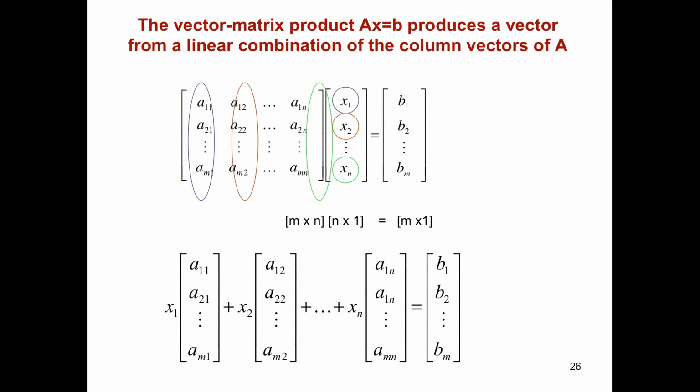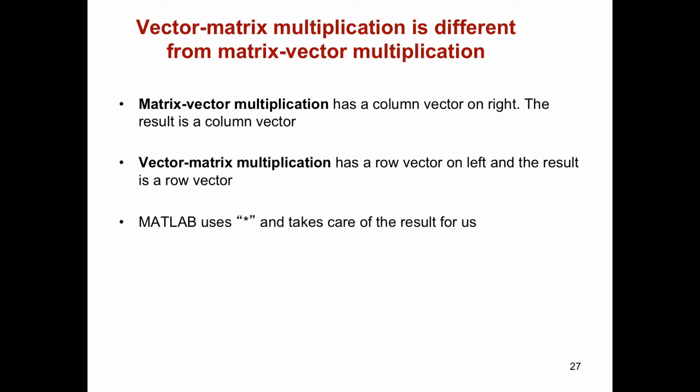So you can actually look at this product such that this B is a linear combination of columns of A. That's just another way to look at it, and sometimes, depending on the application, it makes more sense to do it that way. So my matrix vector multiplication has a column vector as a result. Vector matrix multiplication will be a row vector, because of the dimensions.